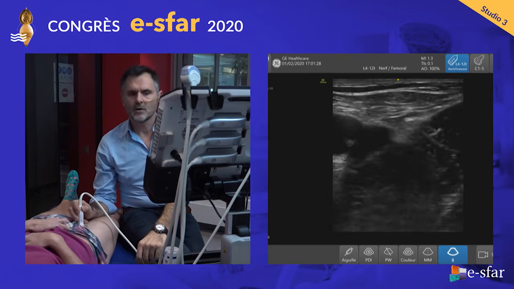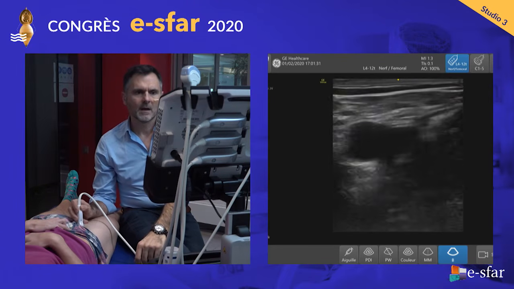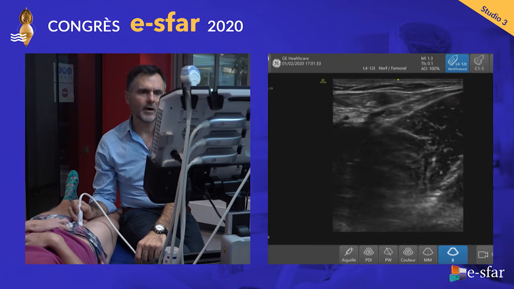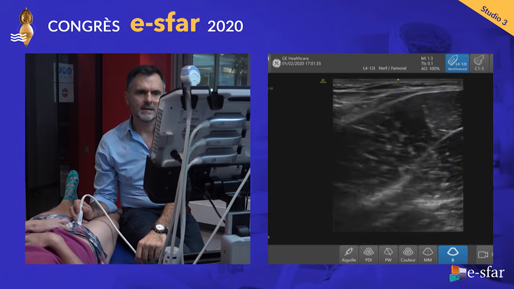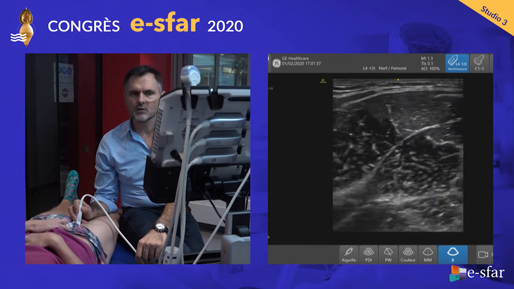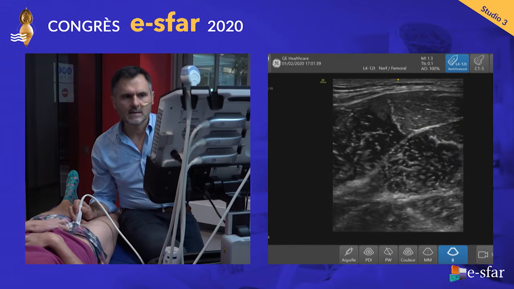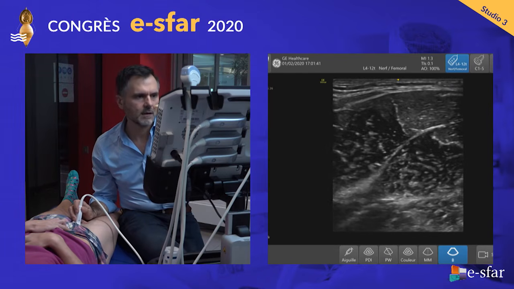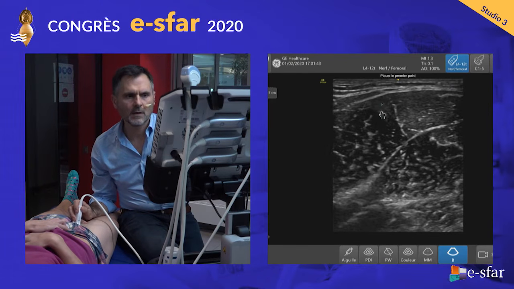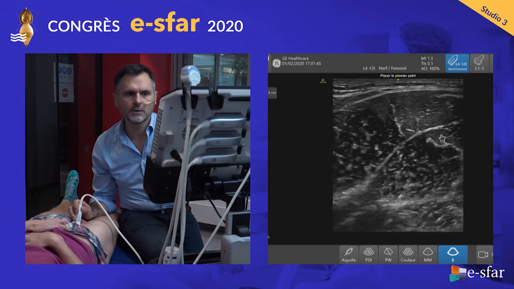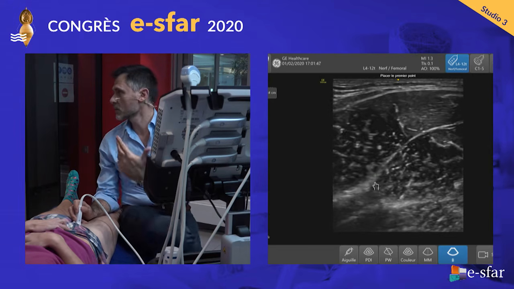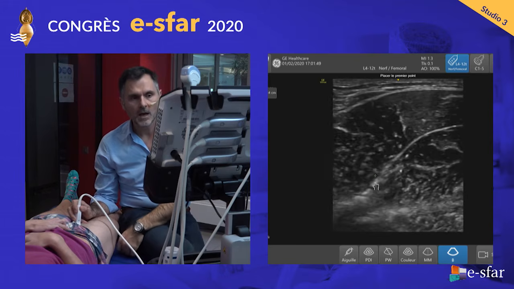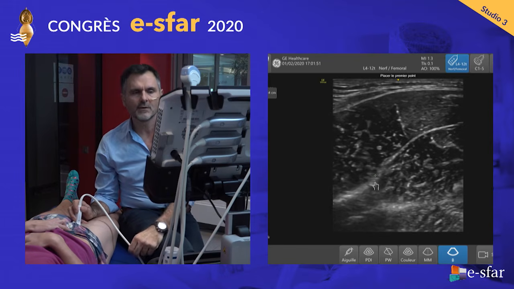Okay, and the femoral vein always runs on a muscle. It is the pectineus muscle. The pectineus muscle is like a bird. We can see it is like the head of a bird, or a tanche. It is a fish in French. And we have two branches of the obturator nerve.